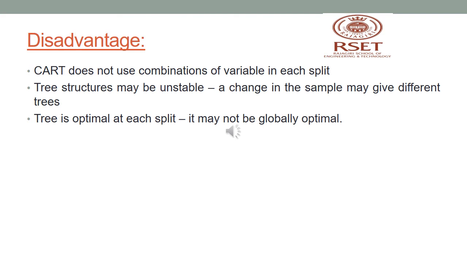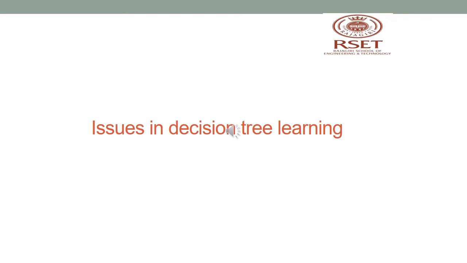Let's see what are the different disadvantages of CART. The first disadvantage is that CART does not use a combination of variables in each split. The tree structure may be unstable. The tree is optimal at each split.